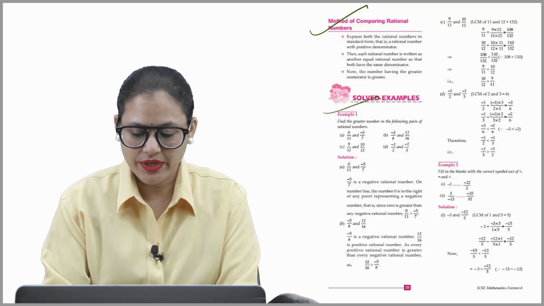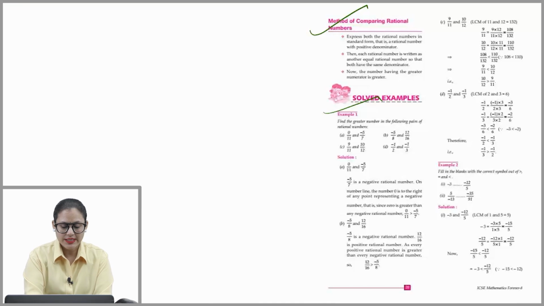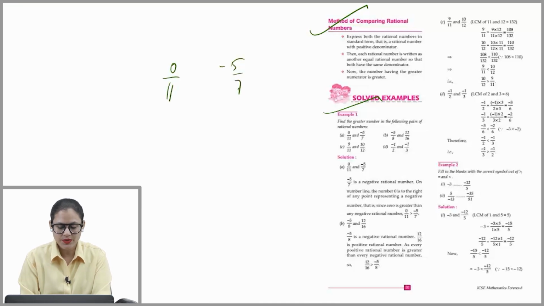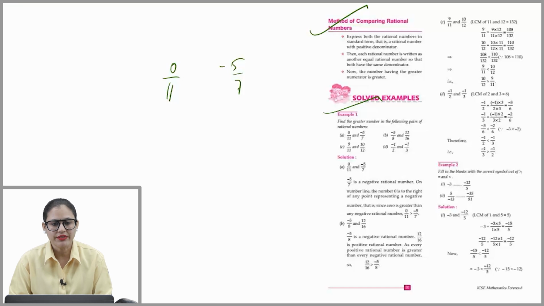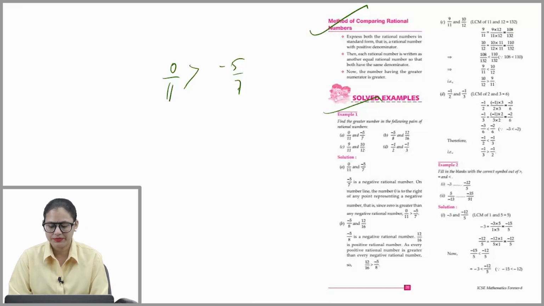First example: we have to find the greater number in the following pair of rational numbers, 0 by 11 and minus 5 by 7. As you can see, minus 5 by 7 is a negative rational number, and on the number line, 0 is to the right of any point representing a negative number. That is, since 0 is greater than any negative number, 0 by 11 is greater than minus 5 by 7.